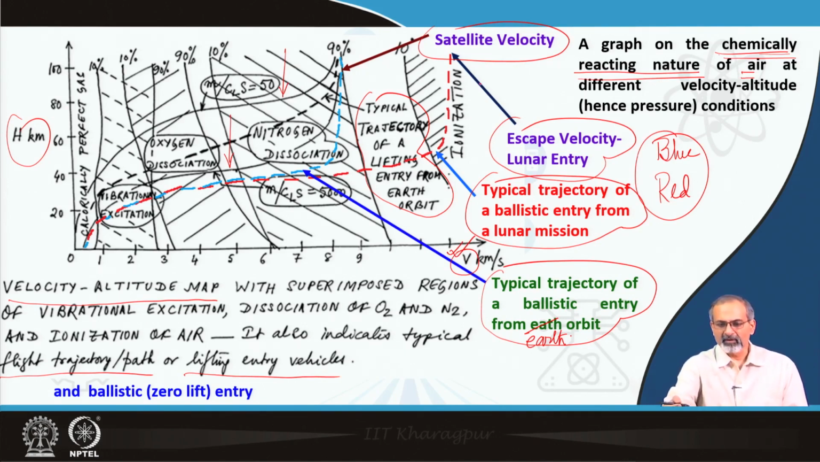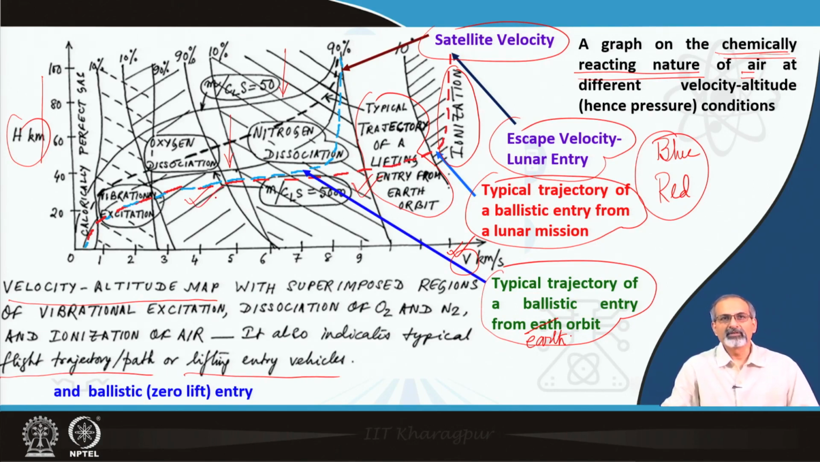For example, if you talk about a typical trajectory of ballistic entry from a lunar mission, you can clearly see that it passes through a velocity range over a fairly wide range of heights, where ionization is a predominant phenomenon, and then as it gradually slows down, the ionization may gradually go away to the dissociation of the gases. So, nitrogen dissociation and oxygen dissociation occur at the lower velocities.